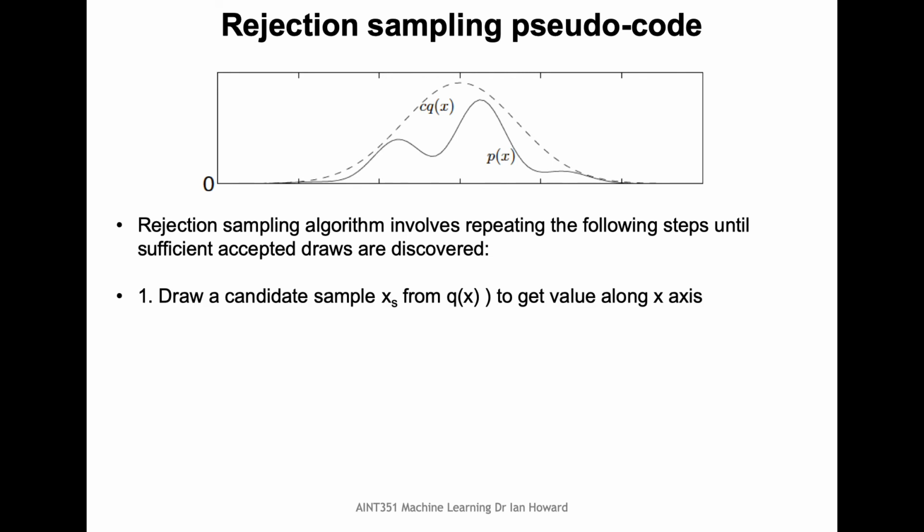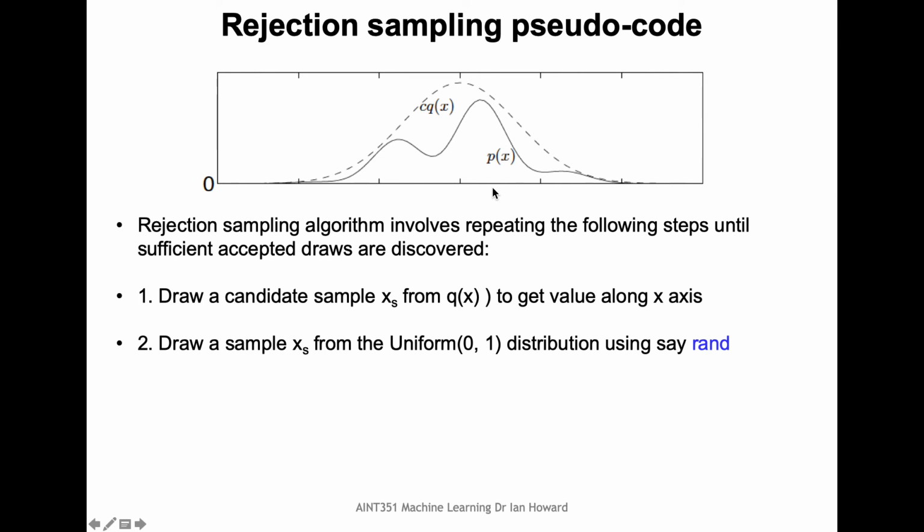First of all, we sample from the distribution q of x that we can sample from, and this gives us a value along the x-axis, right? And then for that particular value along the x-axis, we're going to decide whether or not we want that point or we want to throw it away. In order to do that, we can use our rand function, which gives us a probability.